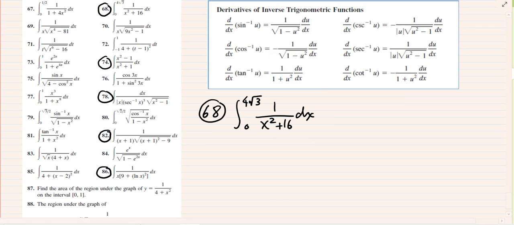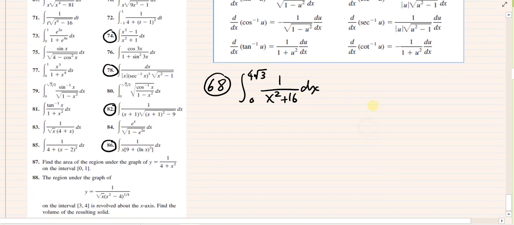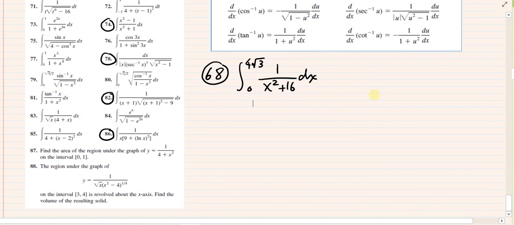What's important here is the 1. Look at that. I don't have a 1, I have 16. So I need to work it to where that's going to become a 1. It doesn't matter what this is at this point. First and foremost, what's important is to have that 1 in that position. So I'm going to factor a 16 from the denominator.